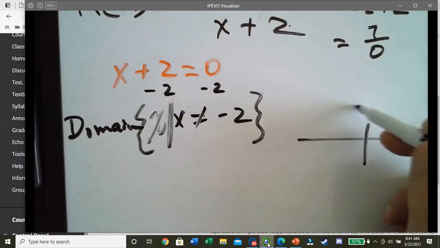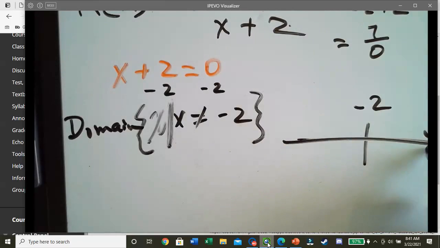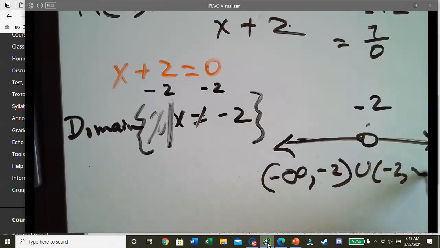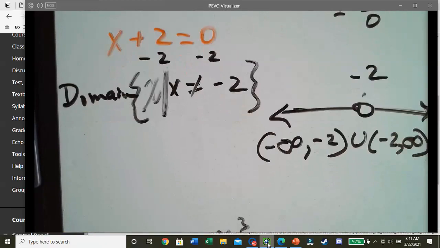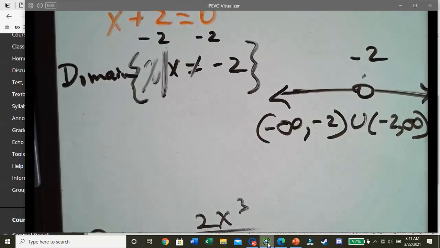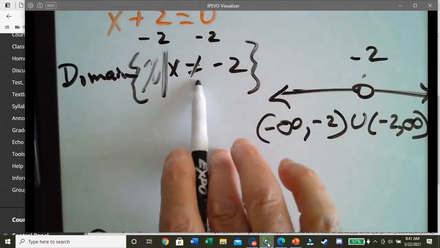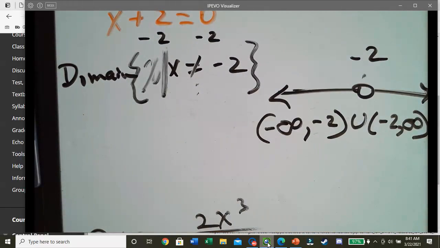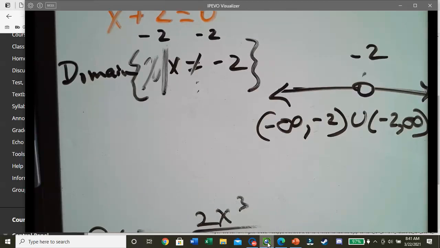Interval notation, right? Here's -2, and it's basically all numbers except -2. So it'd be negative infinity to -2, union -2 to infinity. But they're not asking for interval notation, they just want set notation. That's how different textbooks ask for it in different forms. So this may seem a little strange because you're used to putting the domain in interval notation. Okay, any questions there?